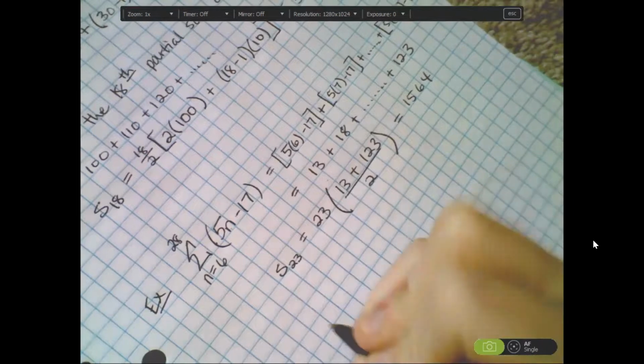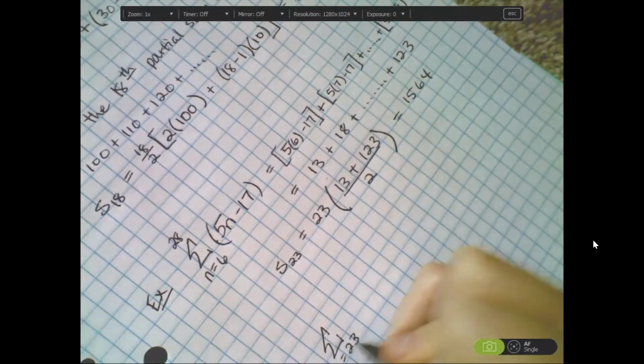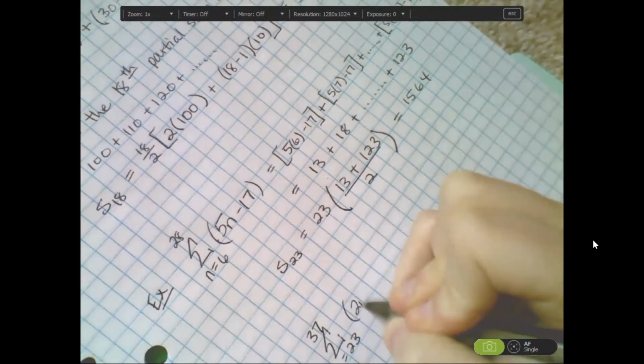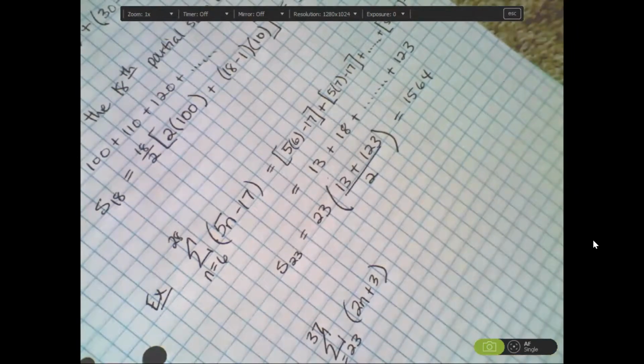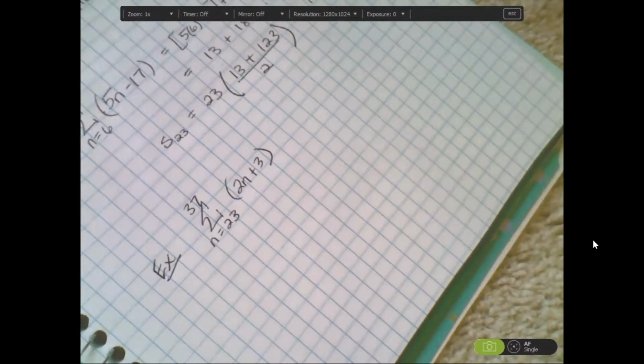All right, so let's do one more of these. If you want, you can pause this and do this on your own. Okay, so there's my problem. I've got a rule. I'm starting with 23, going all the way up to and including 37.